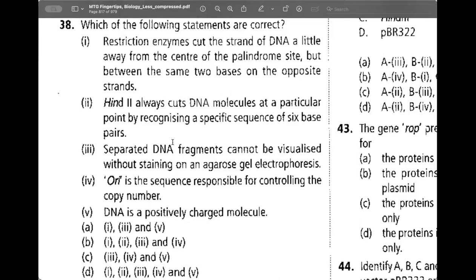So question 38 is one such question, and it says which of the following statements are correct. Just read it for yourself and let me know what you think is the right answer.